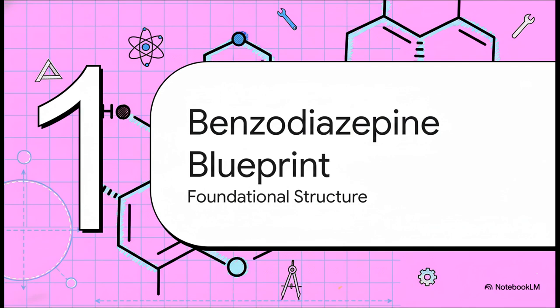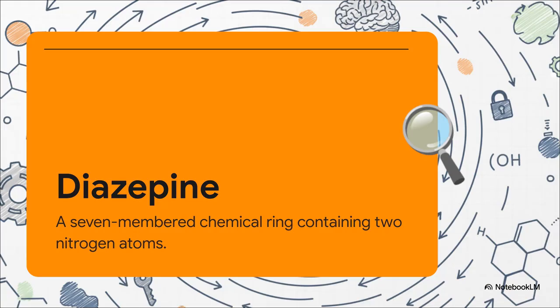Section 1, the blueprint. Every great building has to start with a solid foundation, a frame. And in the world of these anxiety medications, or anxiolytics, that core frame is something called a diazepine. Let's see what that actually is. So what in the world is a diazepine? It sounds complicated, but it's actually pretty simple. All it is, is a 7-sided ring of atoms, and inside that ring, 2 of them are nitrogen atoms. That's it. This is our fundamental building block, the simple, bare-bones frame that we're going to build everything else on top of.